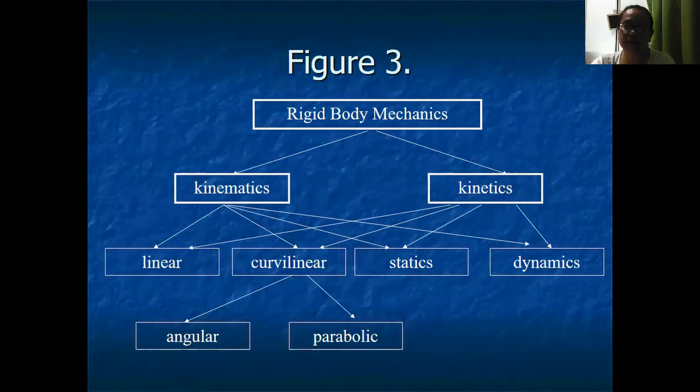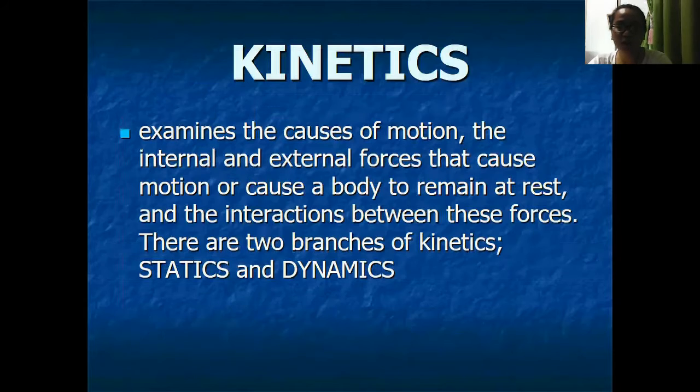It can be subdivided into kinematics, kinetics, linear, curvilinear, static, dynamics, and then the angular and the parabolic. So later on, you're going to know more about these kinds of movements because our body moves differently from one station to another. When we say kinetics, it examines the causes of motion, the internal and external forces that cause motion or cause a body to remain at rest, and the interaction between these forces. So these are the two branches of kinetics, which are the static and the dynamic.